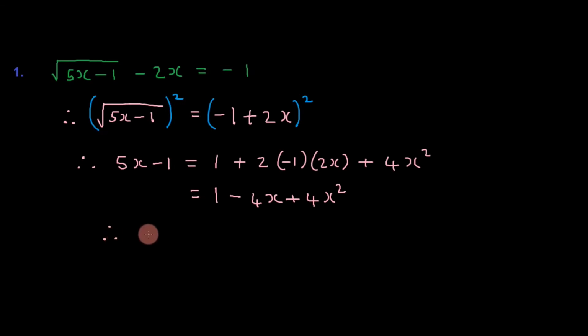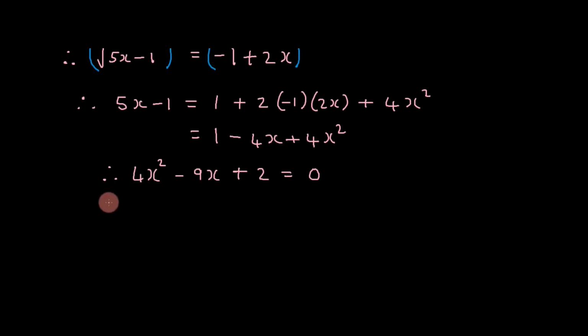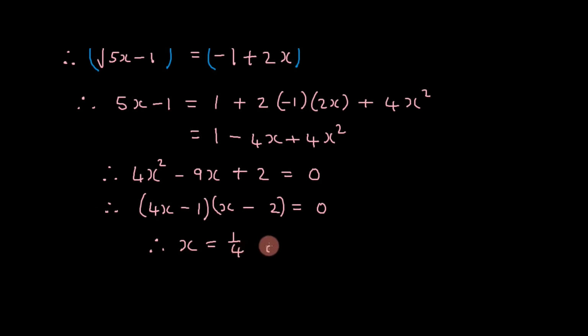And we can bring everything to one side. So it's 4x squared. Then negative 4x minus 5x is minus 9x. And then of course we have 1 plus 1. So then plus 2, and this equals 0. So we have a quadratic and we can factorize it. So it's 4x times x, 2 times 1, and minuses in the brackets. And we find that x comes to a quarter, or 2.